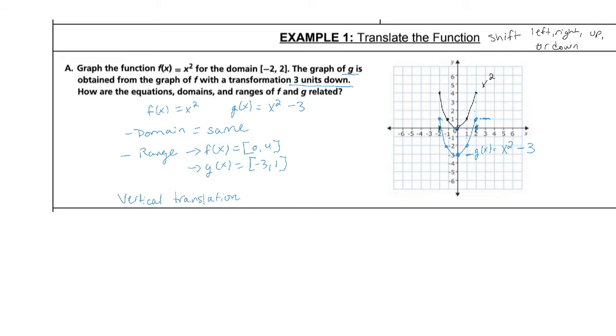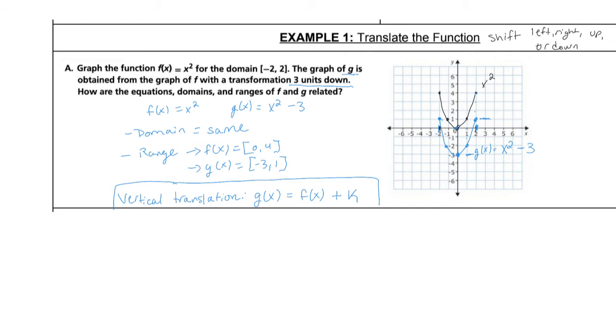So this is going to be a vertical translation because we're going down. And when we have a vertical translation, our g of x comes from the original f of x, or our parent function x squared, and then we either add or subtract something we call k. So a vertical translation is when we have our parent function and then we add or subtract a number at the end of it.